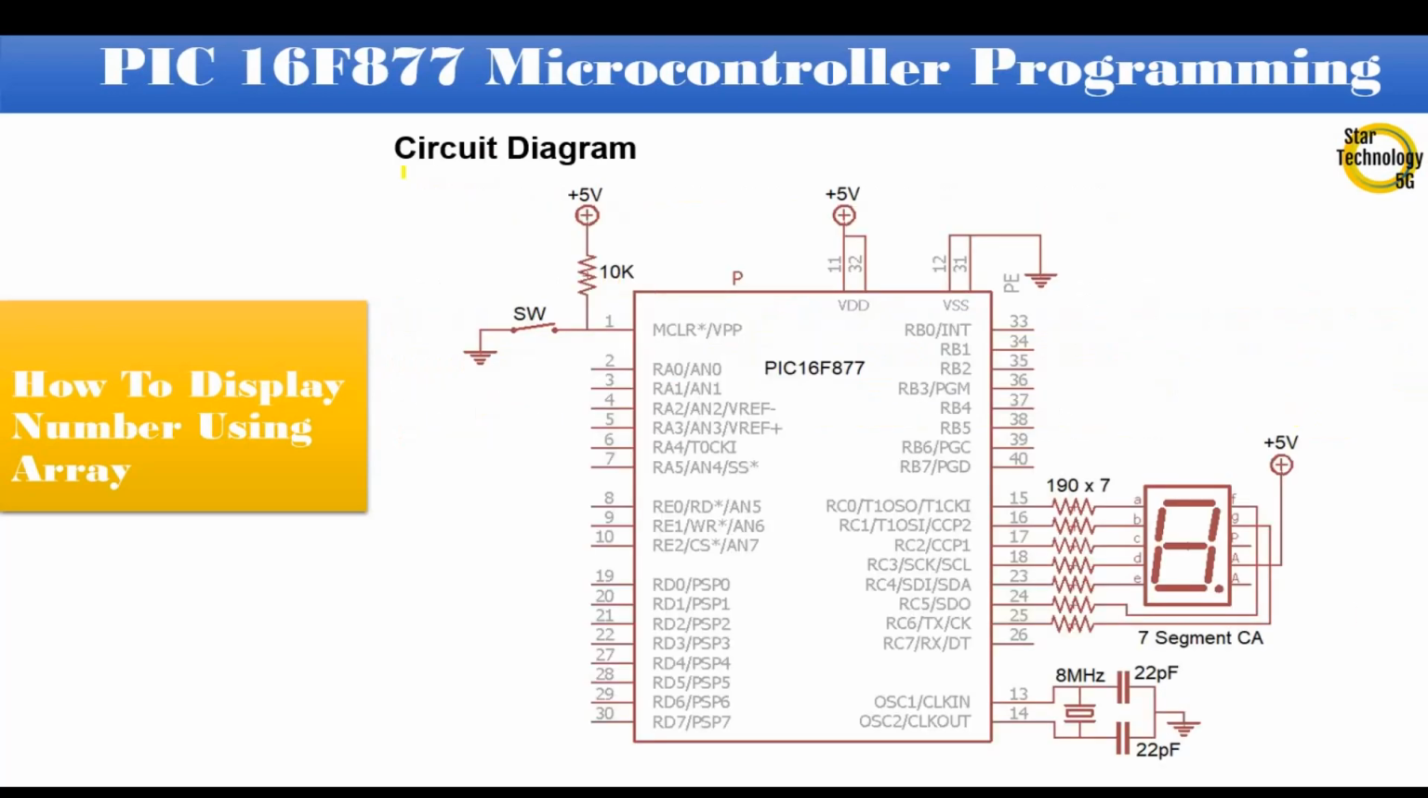Here is the circuit diagram we are using in our project. It is PIC16F877 microcontroller. Pin number 1 is master reset. If we press the switch it will reset the microcontroller. Port C is interfaced with 7-segment display, and we are using common anode type 7-segment display. All segments are connected with microcontroller through a current limiting resistor, and the value of the resistors is 190 ohm. And common pin is interfaced with positive supply.